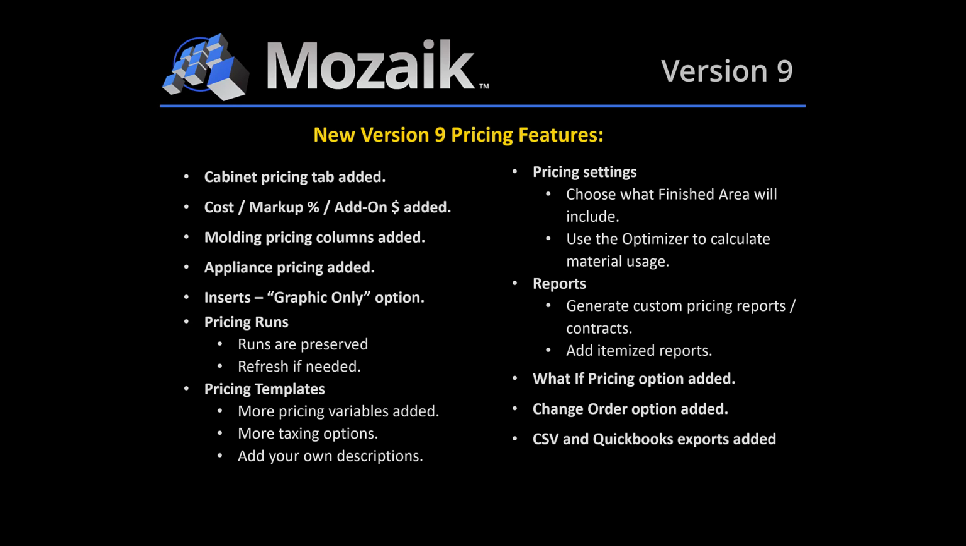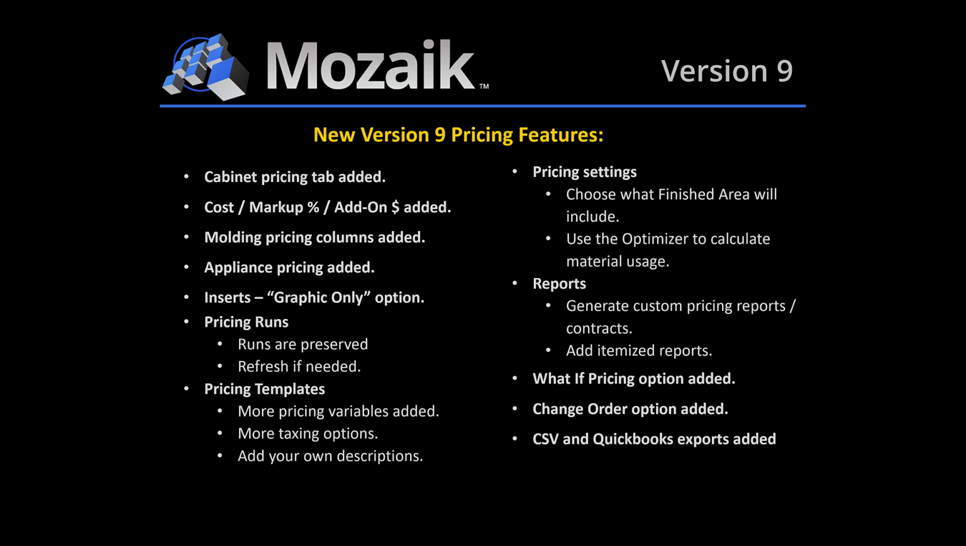Let's go through the new pricing options added to version 9. A cabinet pricing tab has been added to the product editor, allowing you to edit the price or pricing options per cabinet. The cost, markup, and add-on fields have been added all throughout Mosaic, allowing you to enter the cost you pay for an item, add a markup percentage, or a fixed markup dollar value to the costs.